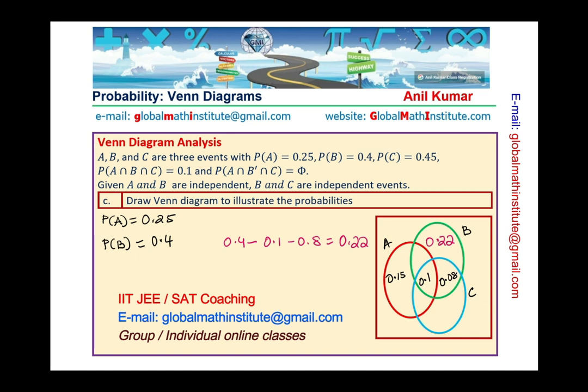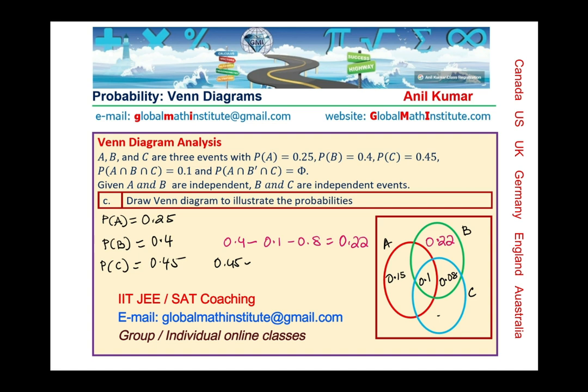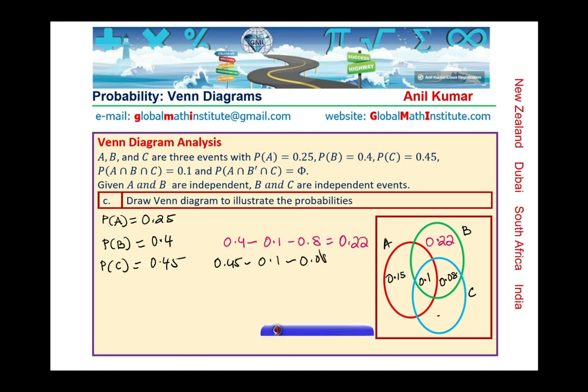The probability of C is given to us as 0.45. So what will come here? It will be 0.45 take away 0.1 and take away 0.08, right? So that will be 0.45 minus 0.18, which is 0.27.